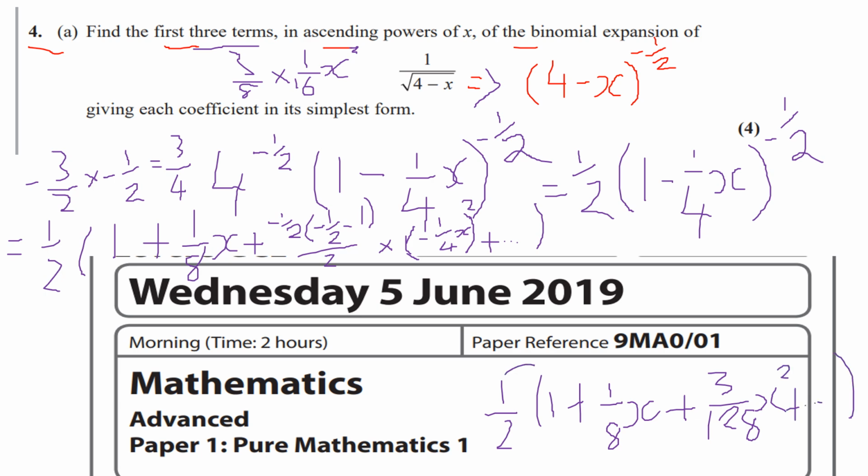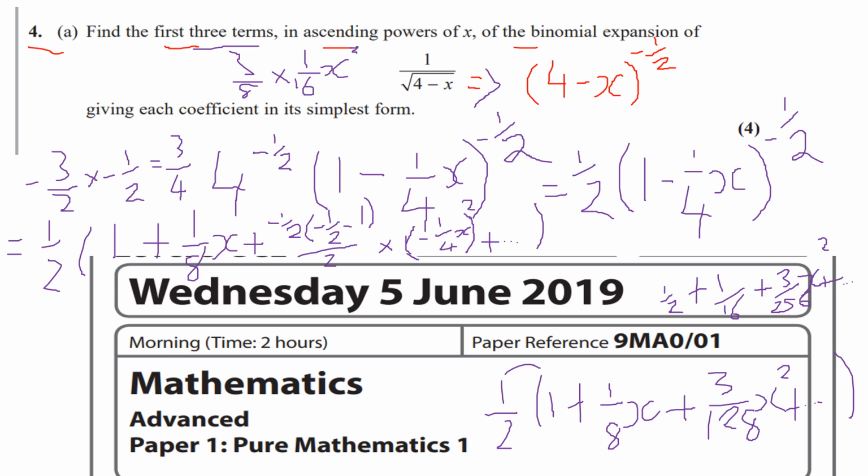Now expand the bracket. A half times 1 is going to be a half. A half times 1/8 x will be 1/16 x. And then a half times 3/128 will be 3 over 256 x squared plus dot, dot, dot. The plus dot, dot, dot just signifies that it goes on forever, because the expansion goes on forever. But in A-level maths we usually work with the first 3, 4, or maybe 5 terms, and usually the first 3 terms.